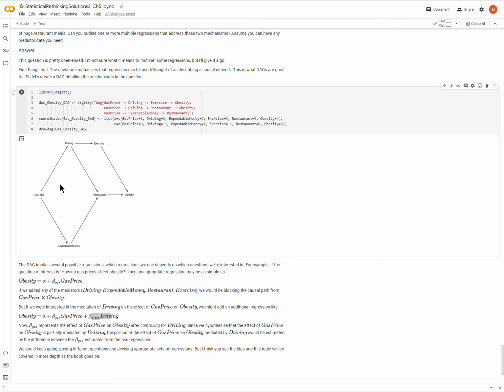So now if I wanted to find how much driving was mediating the effect of gas price, I would need to take the difference between this beta coefficient, so the beta gas from the second regression, minus the beta gas from the first regression. Okay, so I'm sorry if that was a little bit complicated, but this topic gets covered a little bit more in depth as the book rolls along, so I didn't want to go too much. I hope that kind of gives you an idea. If we wanted to test other intermediary variables, we would begin devising more or different regressions in order to do that. Okay, thanks.